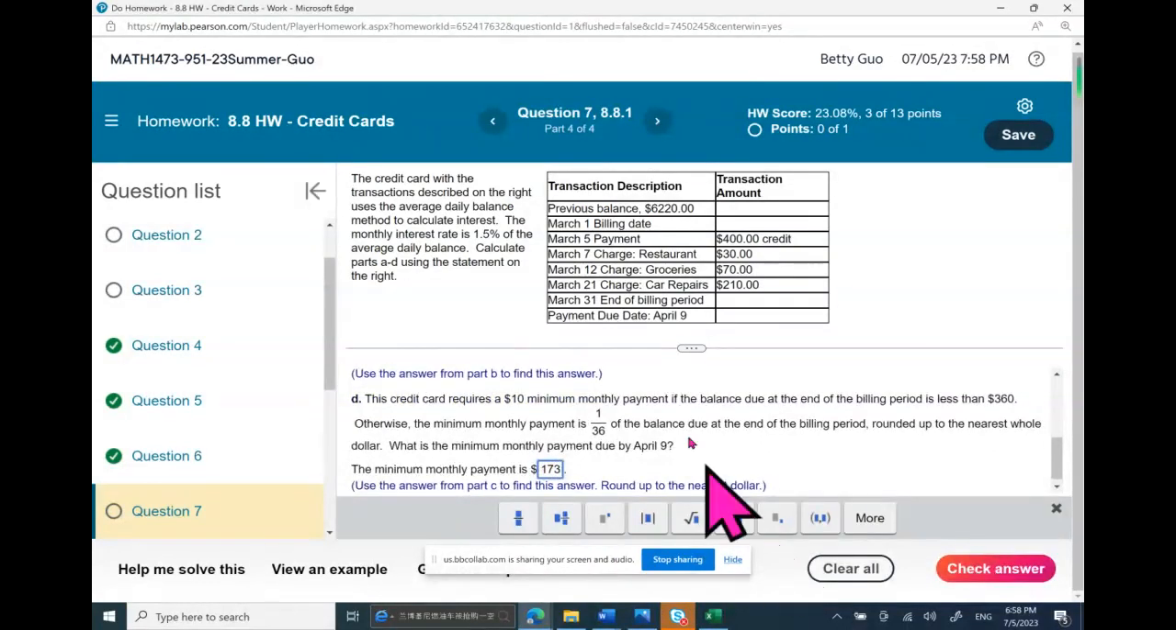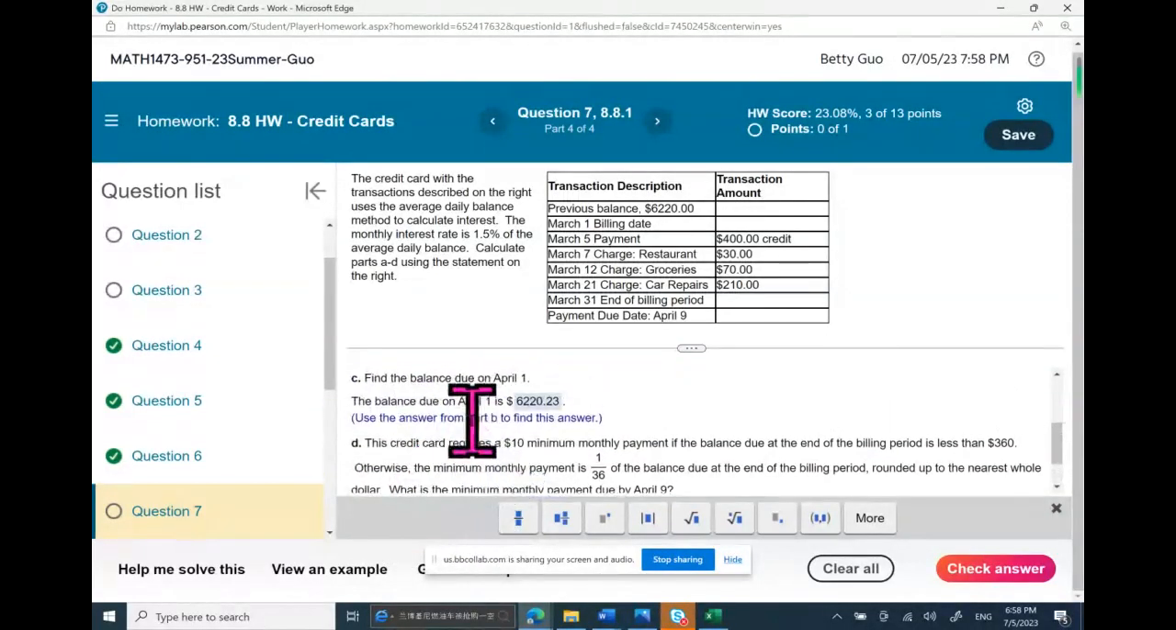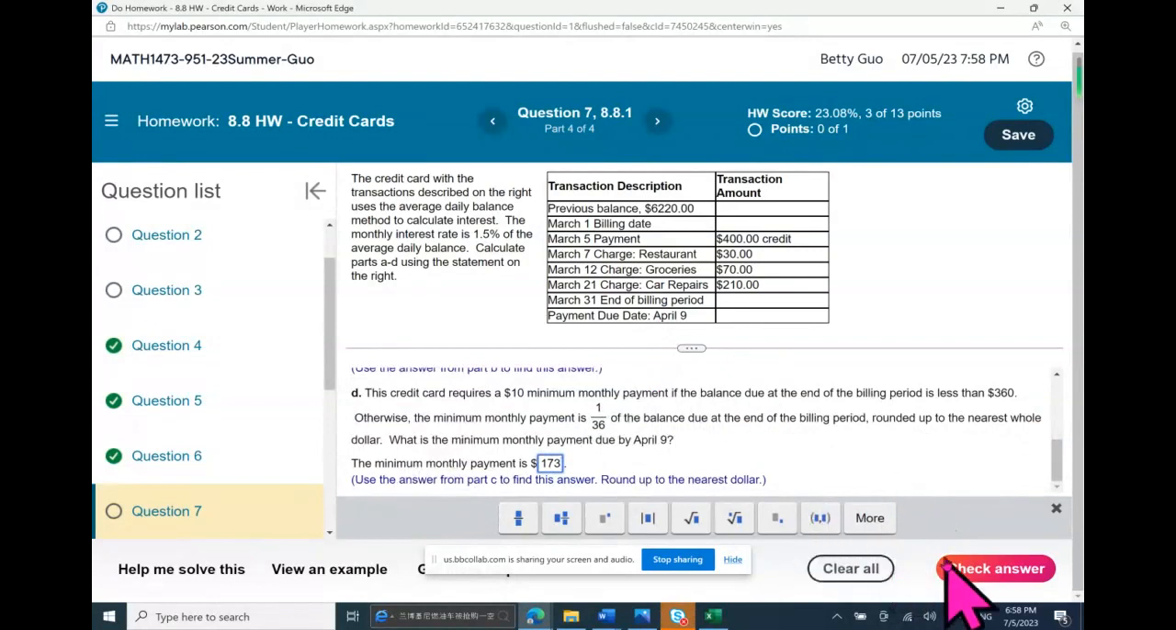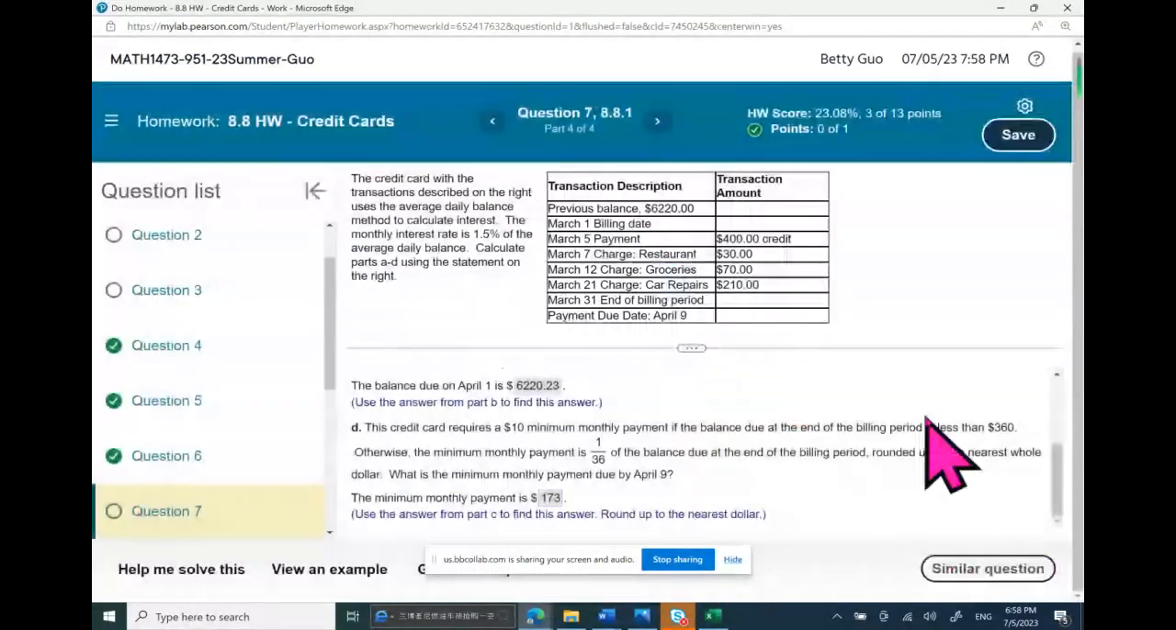So this is a little bit different from the textbook, because the description says use the balance at the end of the billing cycle and divide by 36. But in the parentheses, it says use the answer from part C. The answer from part C is the balance due, the balance with the interest. So this is a little bit different. We're going to follow the description instruction in the parentheses, and we get it done correctly.